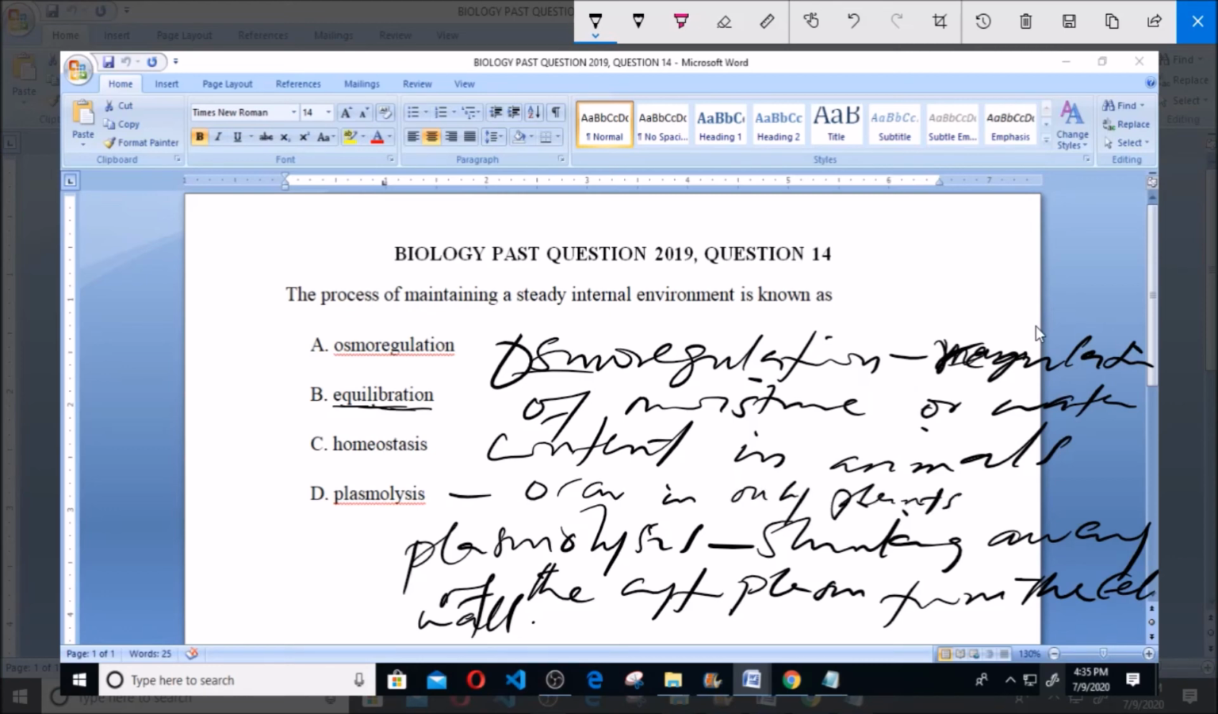So our answer for this particular question is homeostasis. The maintenance of a steady internal environment is called homeostasis.